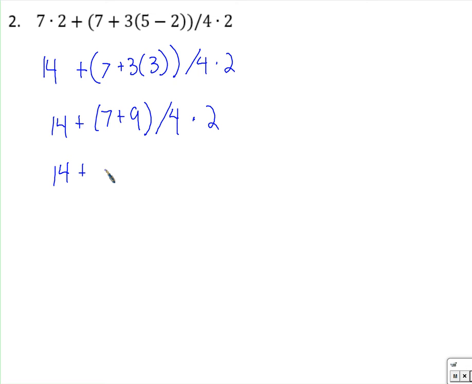So we've got 7 plus 9, so that's 16. Divided by 4 times 2, so we're going to take 7. We're not going to do 14 plus 16, right? Because we would do division before that. 16 divided by 4 is 4 times 2. 14 plus 4 times 2, not 14 plus 4, because multiplication comes first. So we do 4 times 2 is 8. It's 14, and we have 22.